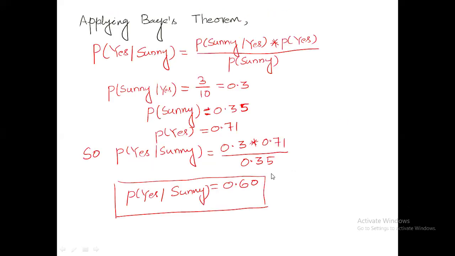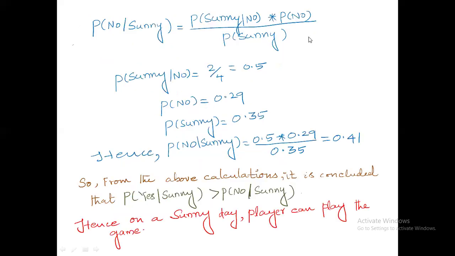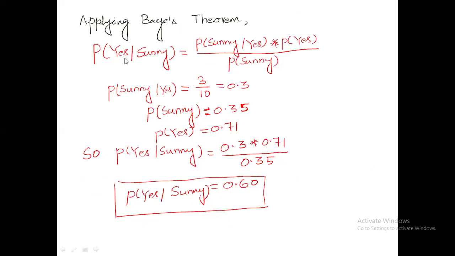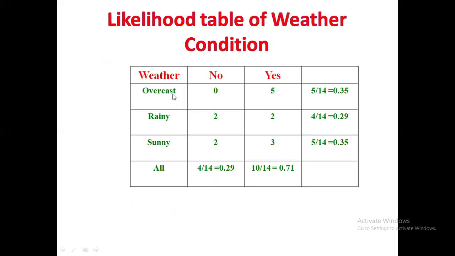Okay. Next, we have to calculate whether it is sunny or not. We have to find out first the probability of yes given sunny. Our question is whether the player is able to play. The condition is sunny. By using the Bayes rule, we will write it as probability of sunny given yes into probability of yes divided by probability of sunny.